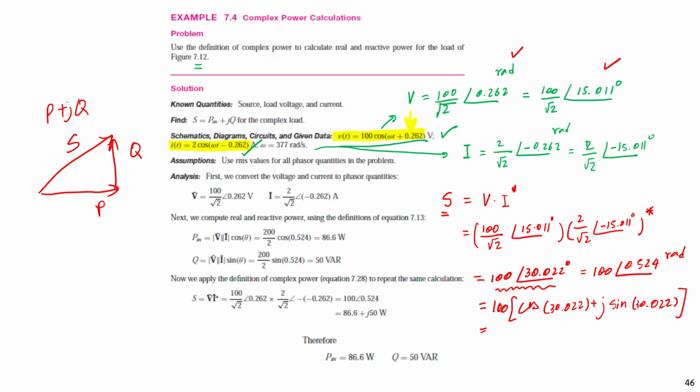Then what is this value? It will come out as 86.6 plus j50, right? This is P and this is Q. According to this value, P is 86.6 watt and Q is 50 var. It is the complex power. This is the method of calculating the power in an AC circuit, right?